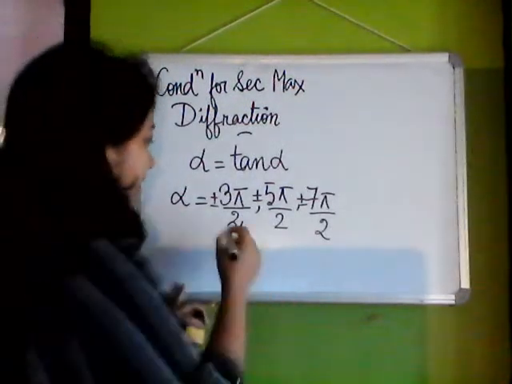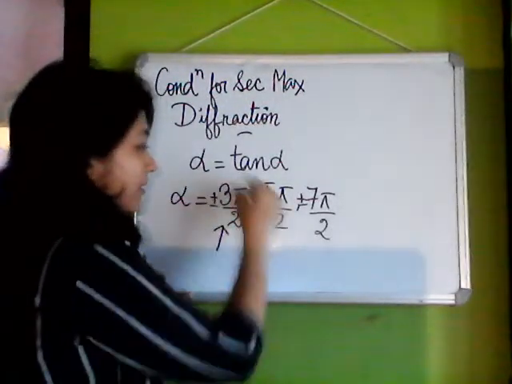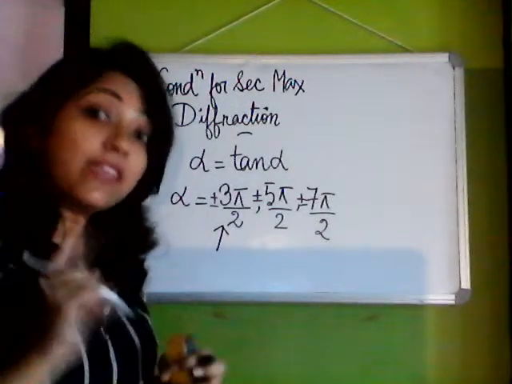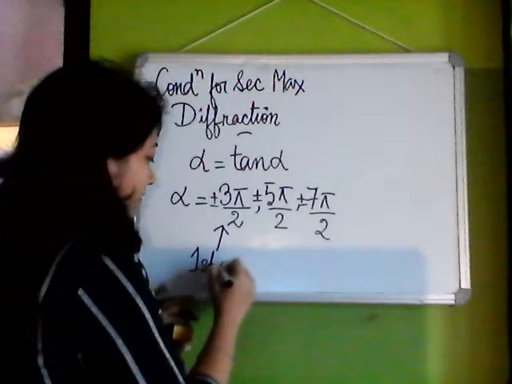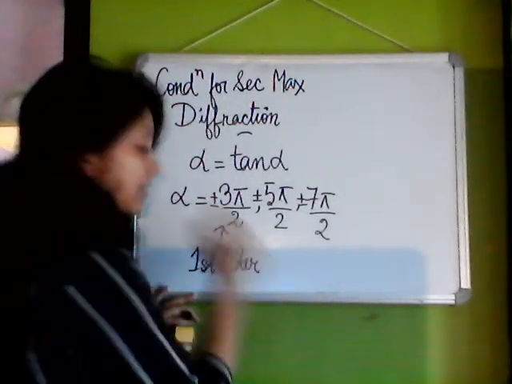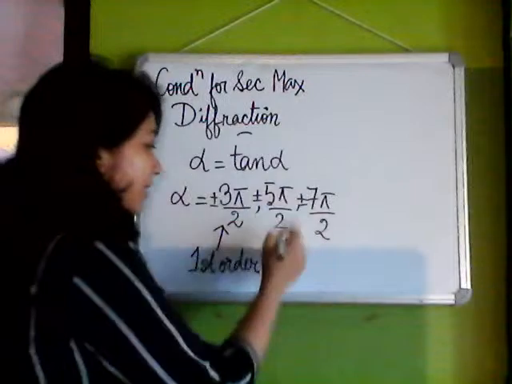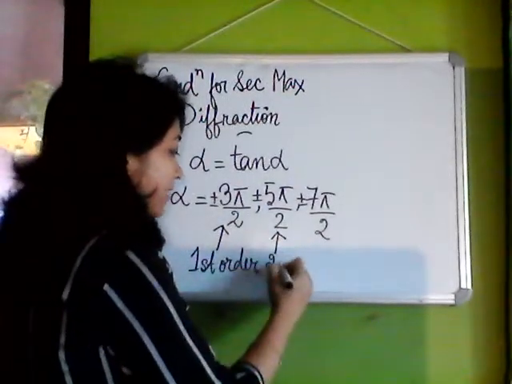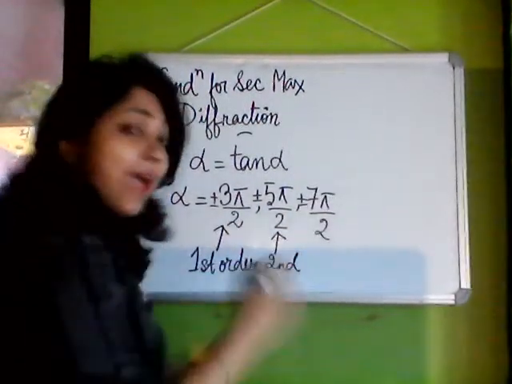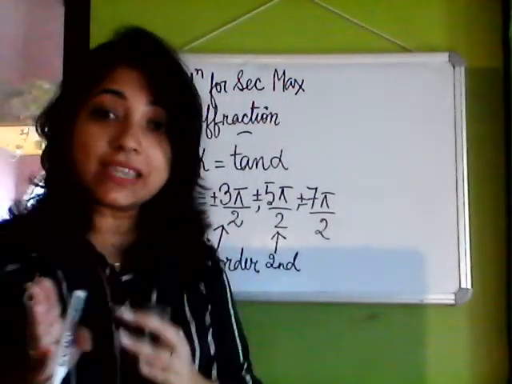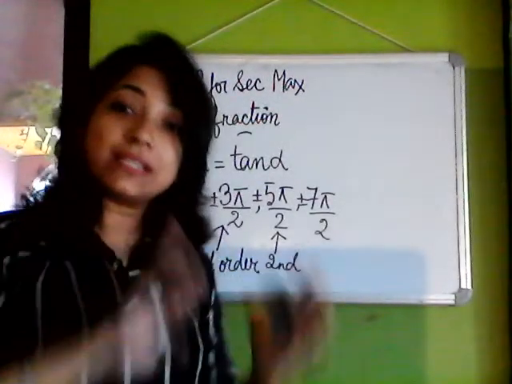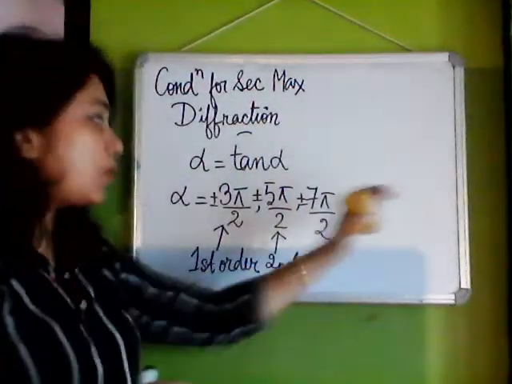And we had received the result that this particular condition, 3 pi by 2, is going to give us which maxima? The first order secondary maxima. For 5 pi by 2, we had received the second order secondary maxima, and like this. And this plus minus was telling us that we are going to receive two individual such maximas, on both the sides of the central maxima. Correct? So this is what we have already done.